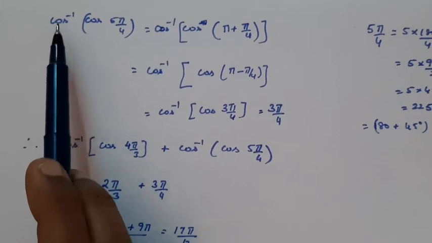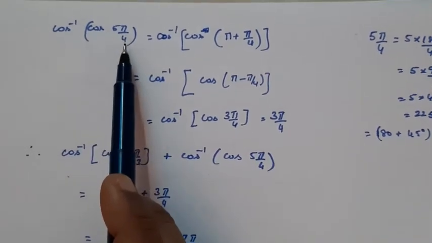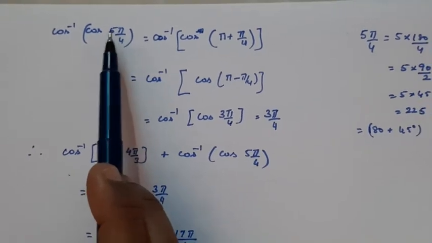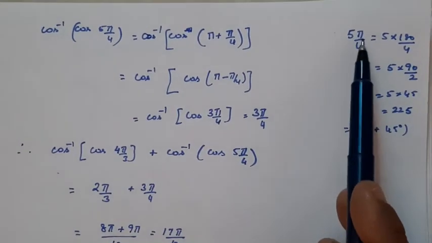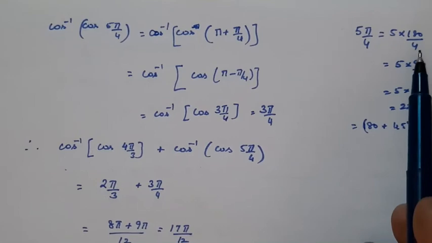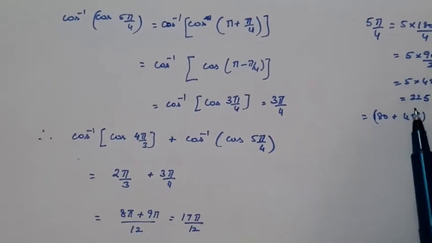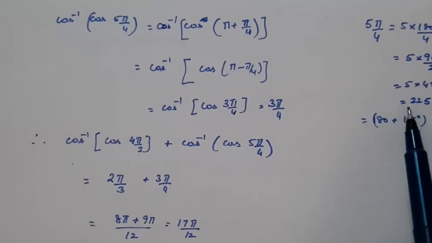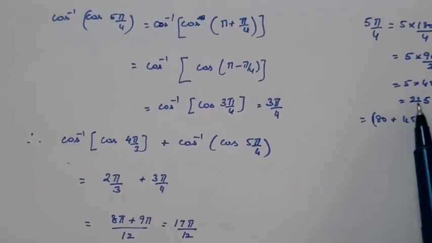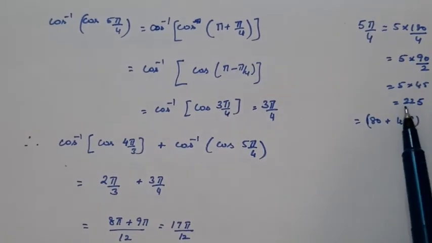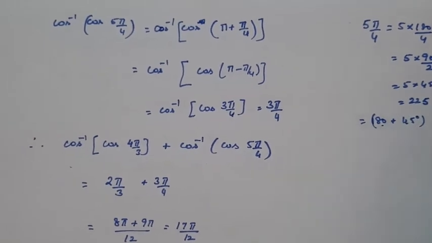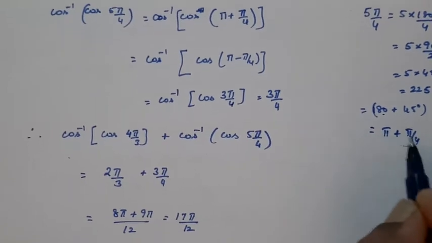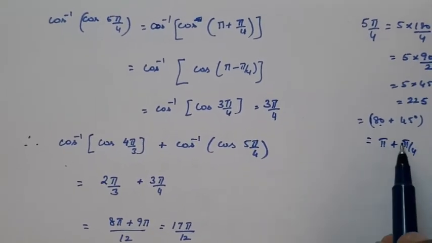Now, the second term is cos inverse of cos 5 pi by 4. Again, 5 pi by 4 doesn't lie in the first or the second quadrant, as 5 pi by 4 is equal to 5 into 180 by 4, that is 5 into 45, that is 225. 225 means it lies in the third quadrant. So we can split it with the help of pi, that is 180. So 225 can be split as 180 plus 45, that is pi plus pi by 4 in radians. So it lies in the third quadrant.